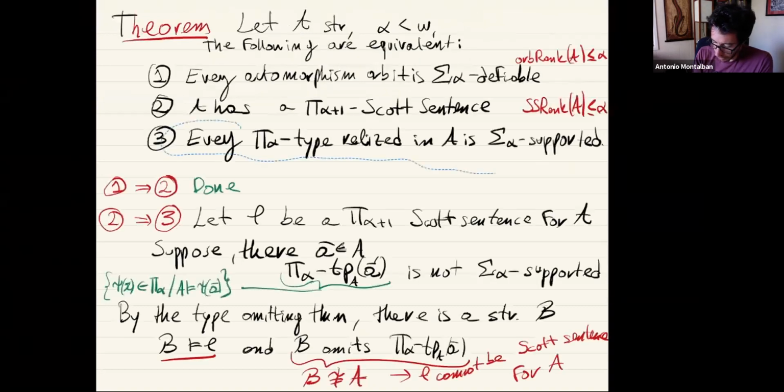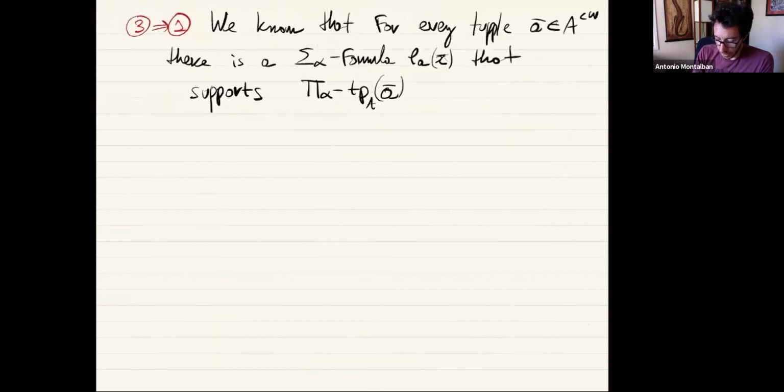So 3 says every pi alpha type is sigma alpha supported. Remember the pi alpha type of a tuple is the set of all pi alpha formulas true about the tuple. So this is everything true about A. So we know that for every tuple A, we can find a formula that is sigma alpha and implies all the pi alpha formulas true about A. So it's quite strong, no? Because it's sigma alpha, but it implies everything that is pi alpha true about A.